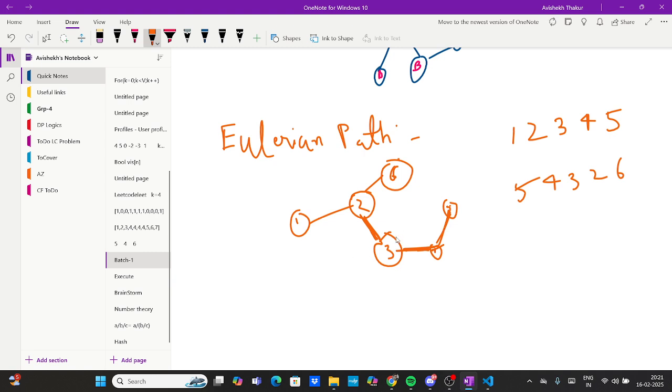An Eulerian path is a path where all the edges are visited exactly once and all the nodes get covered. Clear definition? Yes. Okay.